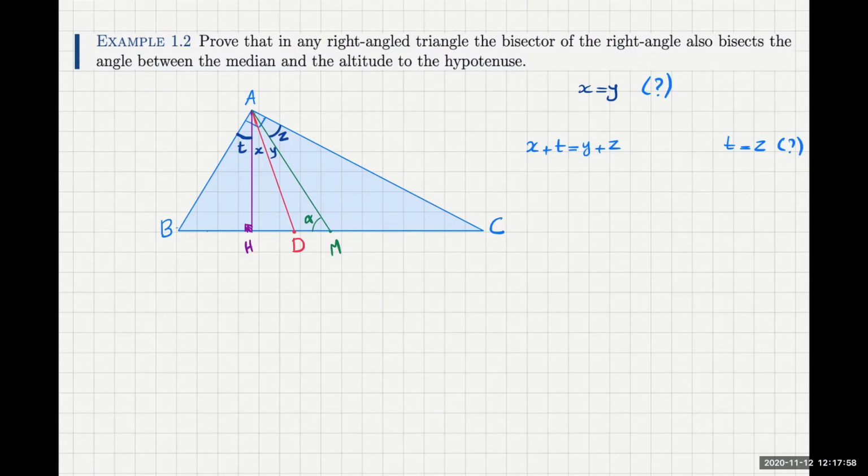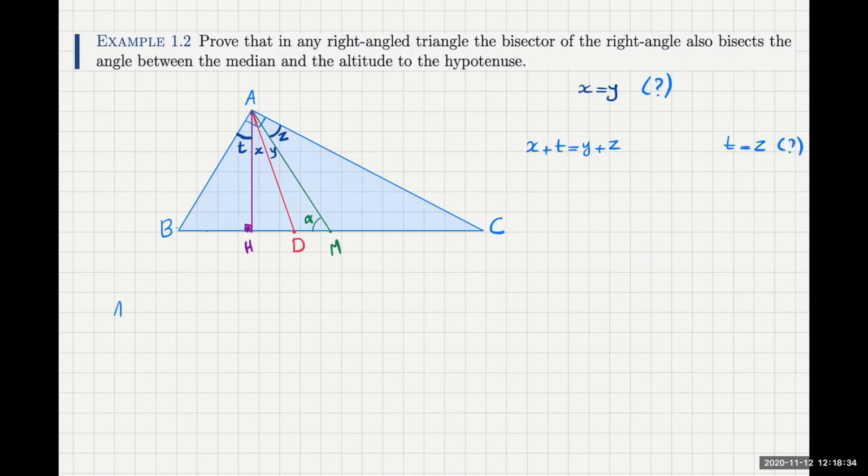So I just told you that this median is equal to that one, but we also know that this median is also equal to this one, yes? So this means that if this angle is Z, this angle is also Z, yes? So then this angle is equal to this angle. Okay, so let us write these things.